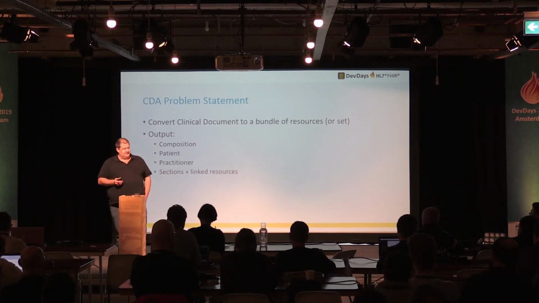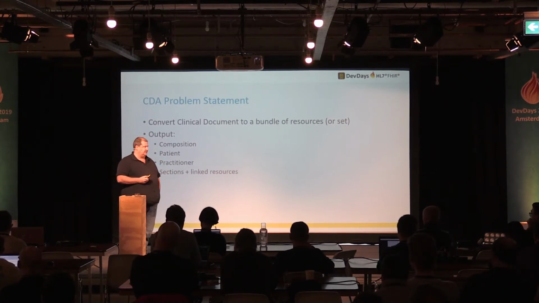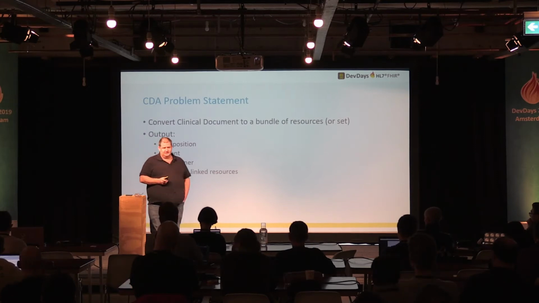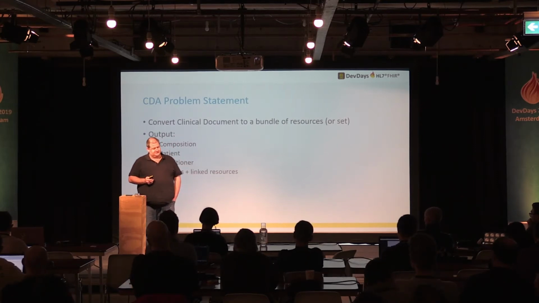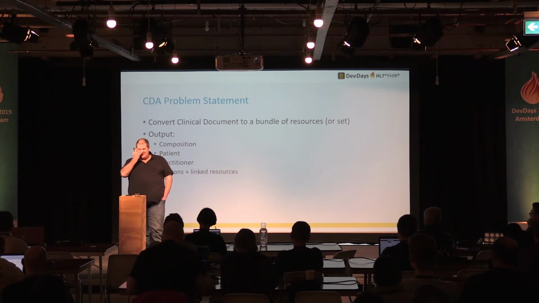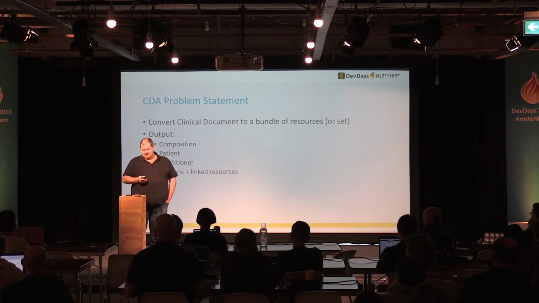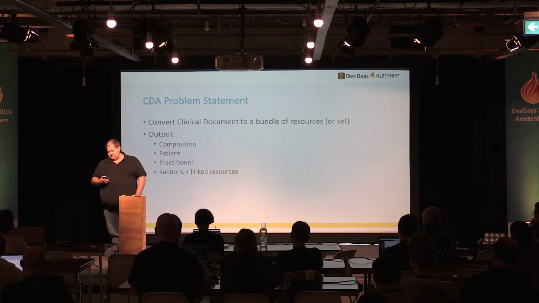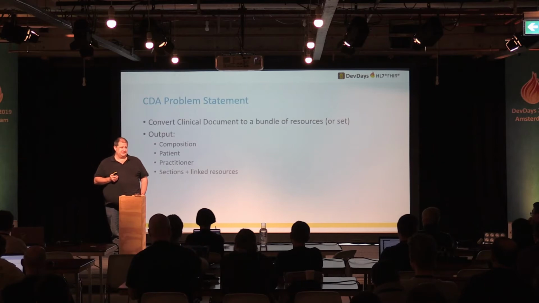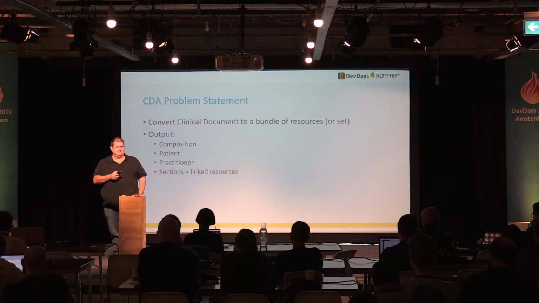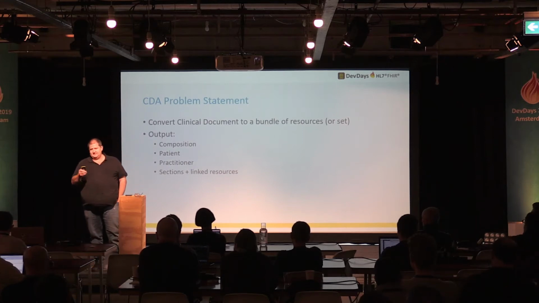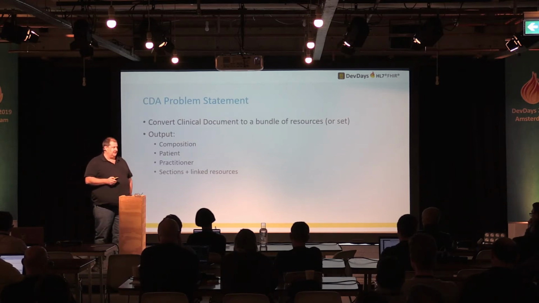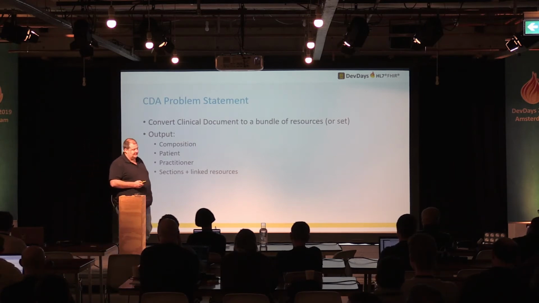First is CDA. We're going to convert CDA, a clinical document, to a bunch of resources, a bundle or a set of resources. As an output in FHIR, we're going to get a composition that links everything together. We're going to get a patient and practitioner, a bunch of sections, each with their linked resources. Probably what we're really after is those resources. Typically, the CDA document does the document purpose fine, and you're actually extracting the data inside the document to be able to do other things with it.